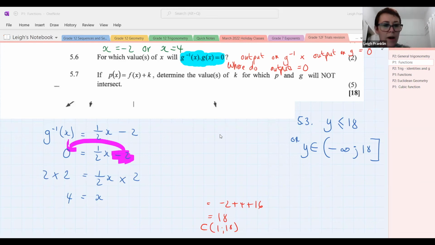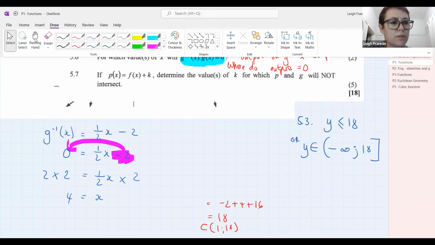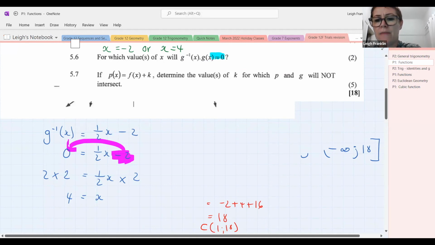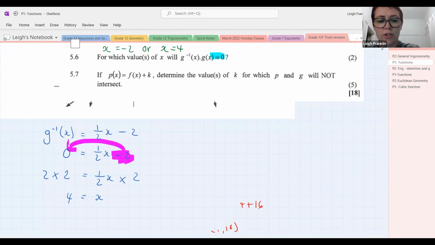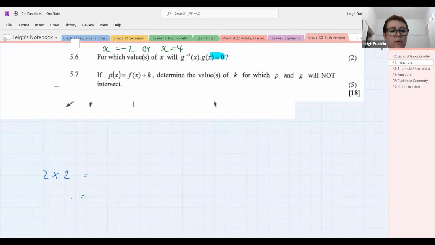Okay. All right, so now let's try this last question. So it tells us now we've got a graph P of x, all right? And P of x is equal to, let's just erase more of the stuff. P of x is equal to f of x plus k. And they want to know the values for which P and G will not intersect. So this is a little bit of a grade 11 question kind of thrown in here as well.